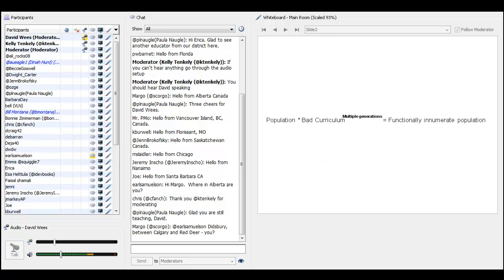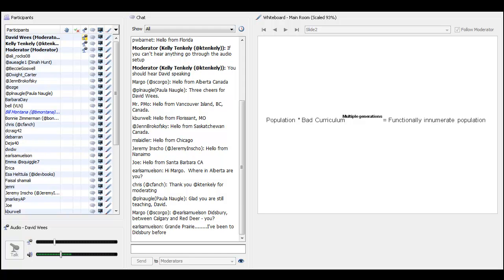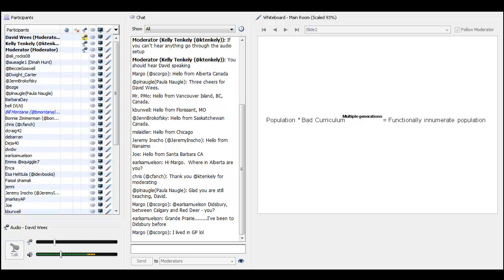Okay, so I'm going to get started here. My first thought is that this is a formula I've created to talk about what's going on currently in mathematics education. Basically, we have a population that's been exposed to a bad curriculum for multiple generations. The result of that is basically a functionally innumerate population, where a very tiny percentage of the population actually uses any of the mathematics that they do on a regular basis.